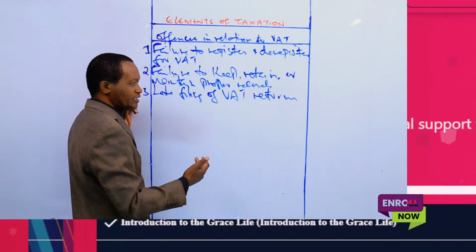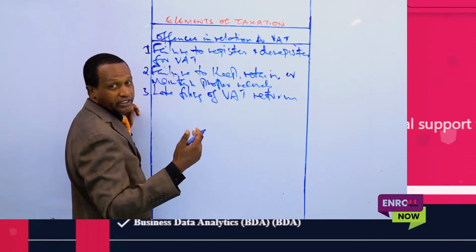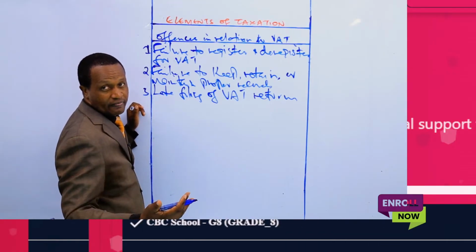But if it is less than 10,000 shillings, then you pay the 10,000 shillings, whichever is higher.